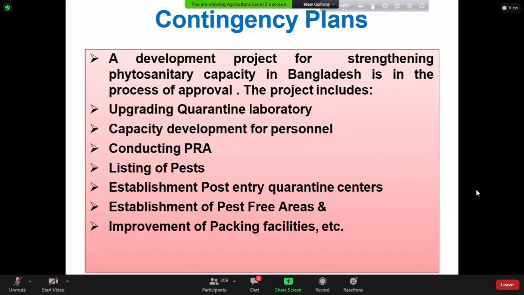We have to develop the capacity for the quarantine officer by providing training. We have to conduct pest risk analysis. We have to list this year. We have to establish, you can see here, pest-free areas, and we have to improve the packaging facilities. So these are the tasks to be done under this project. As a result, we can develop the phytosanitary capacity in Bangladesh after implementation of all these methods.